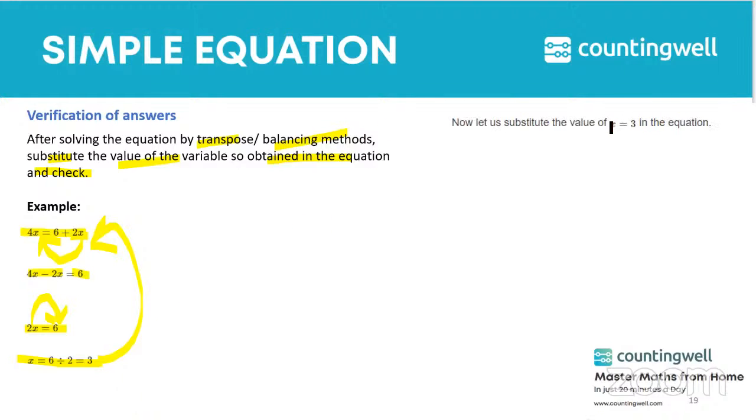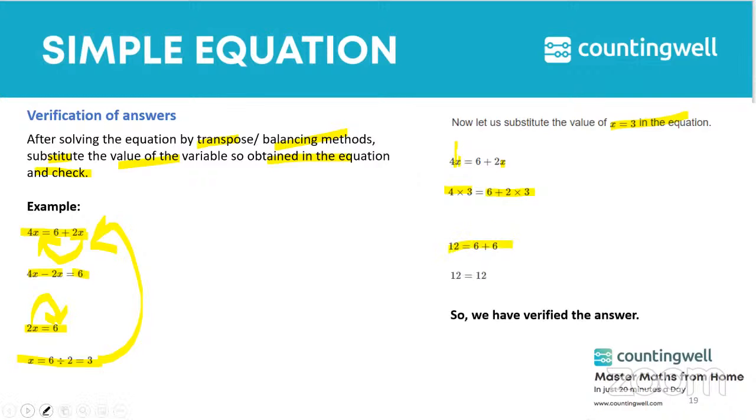So let us substitute x equals 3 in the equation. We have 4x equals 6 plus 2x. We'll substitute x wherever we find x. We know that 4x is nothing but 4 into x. So we have 4 into 3 equal to 6 plus 2 into 3. So we have 12 equals 6 plus 6. That's why we have verified the answer.